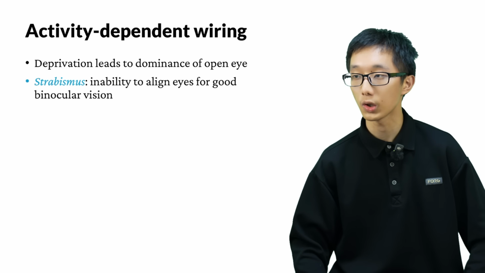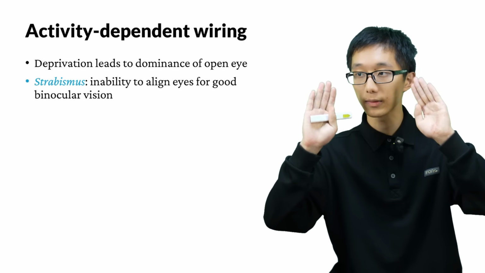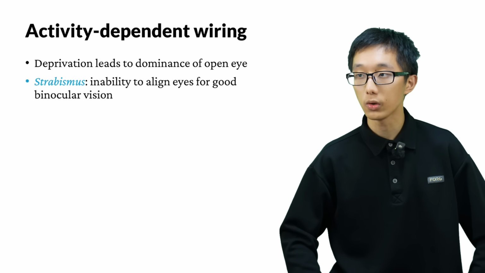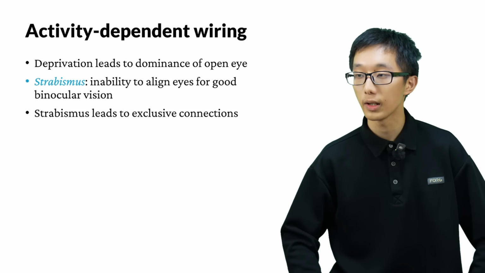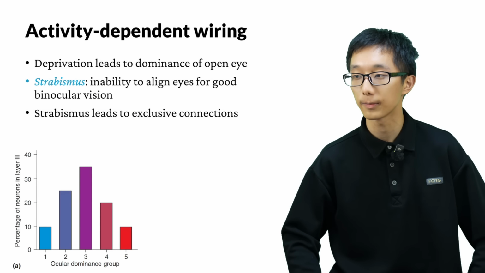Another condition, which also occurs in human beings, is called strabismus. In vulgar terms, it is sometimes called cock-eyed or wall-eyed. In other words, the eyes are unable to align themselves. There is unsuccessful binocular vision. In strabismus, there are exclusive connections in the ocular dominance columns.